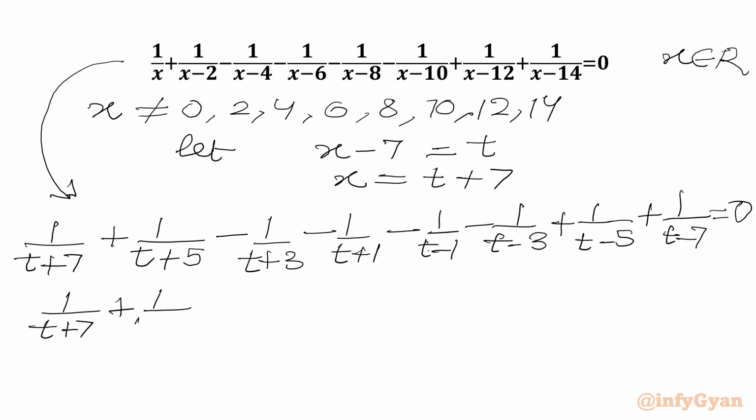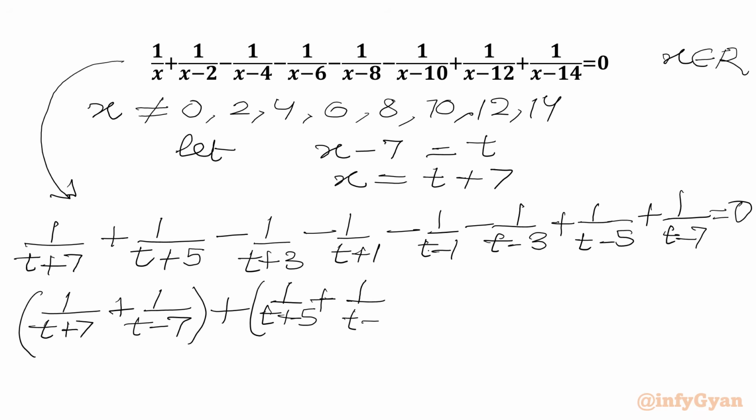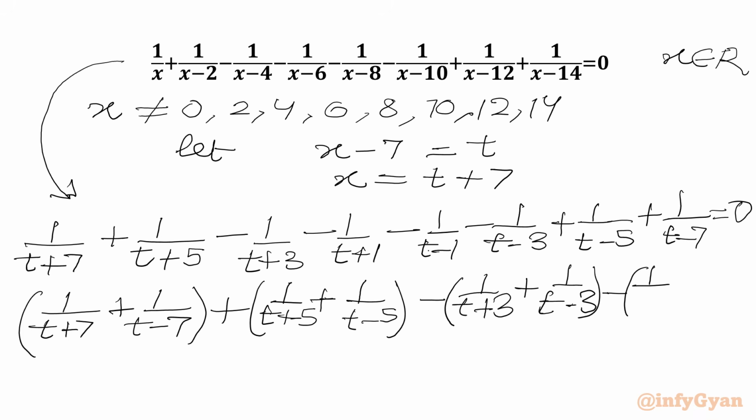1 over t plus 1, we'll write along with 1 over t minus 1, the last term. Similarly we will write 1 over t plus 5 and then plus 1 over t minus 5. Then we'll take minus common and put 1 over t plus 3 plus 1 over t minus 3 in one bracket. And then we'll write minus of 1 over t plus 1 plus 1 over t minus 1 equal to 0.